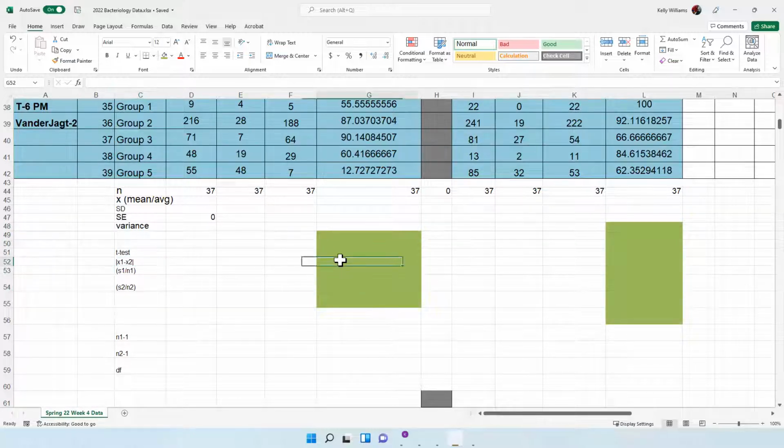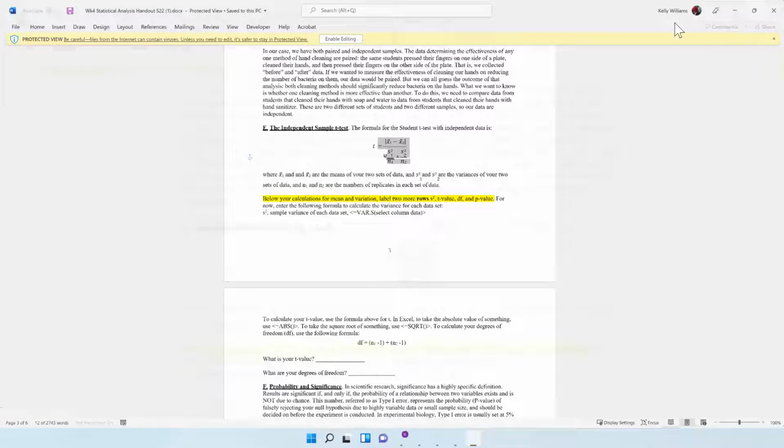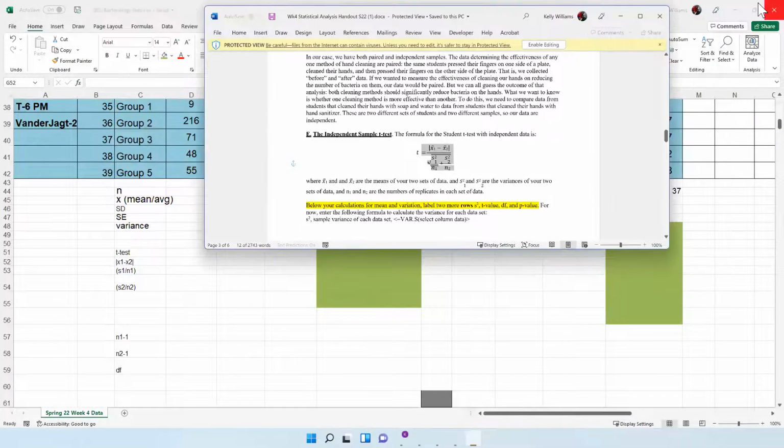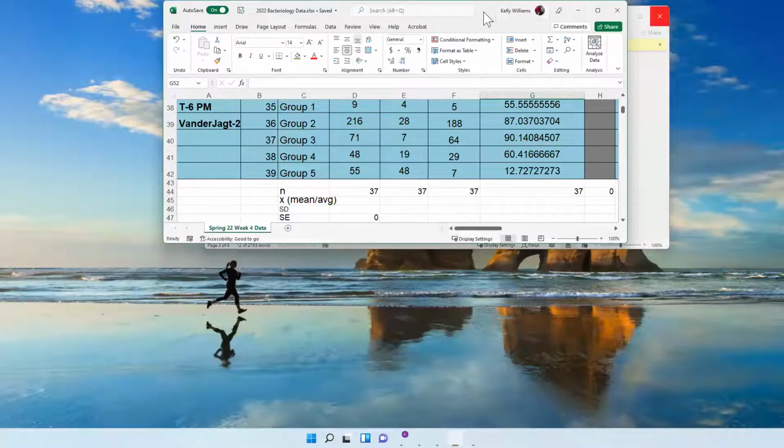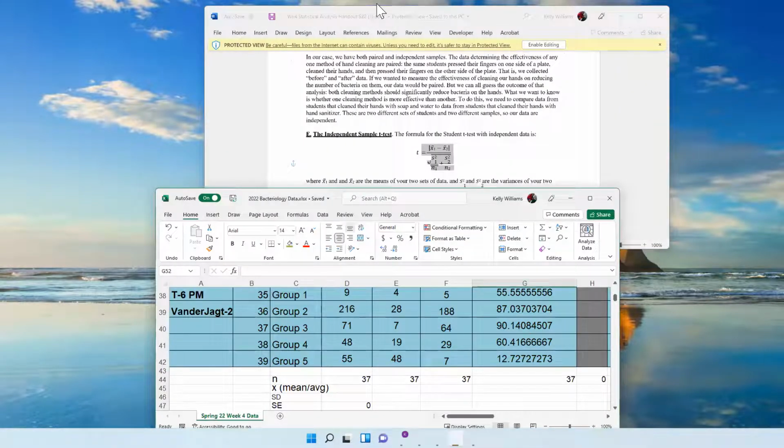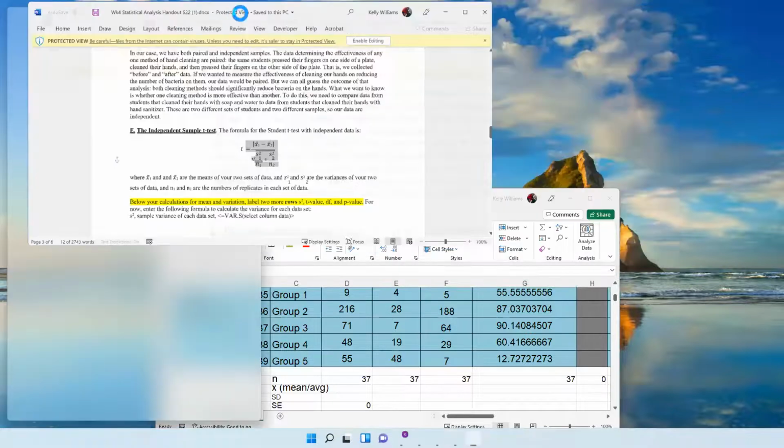So for the t-test, again, let's see. I can show you both of these at the same time. Hopefully you can still see them pretty well.